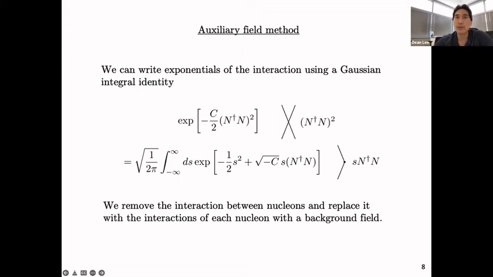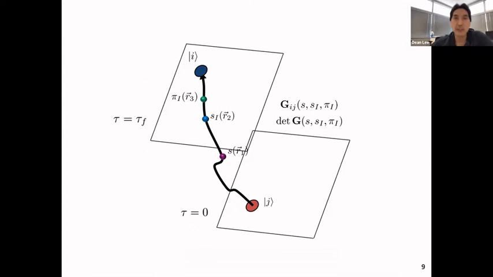So we can remove the interaction between the particles, and we can replace it with interactions of each particle with the background field. And we do this for every point in space and time. This is what's called a Hubbard-Stratonovich transformation, or just the auxiliary field transformation. So instead of having the nucleons or the particles interacting with each other, they interact with the auxiliary fields.